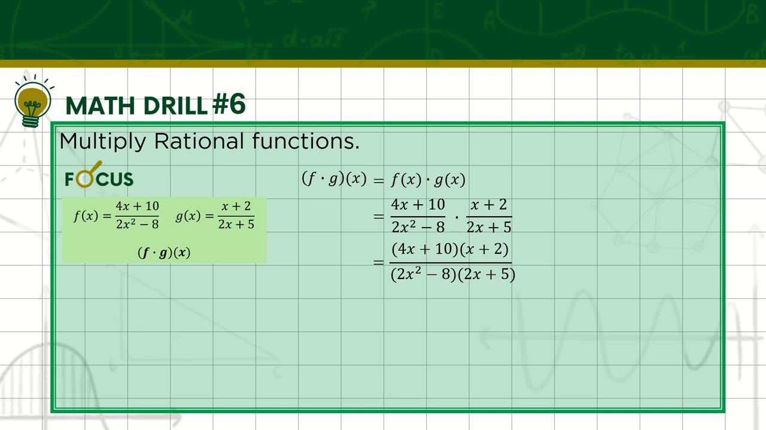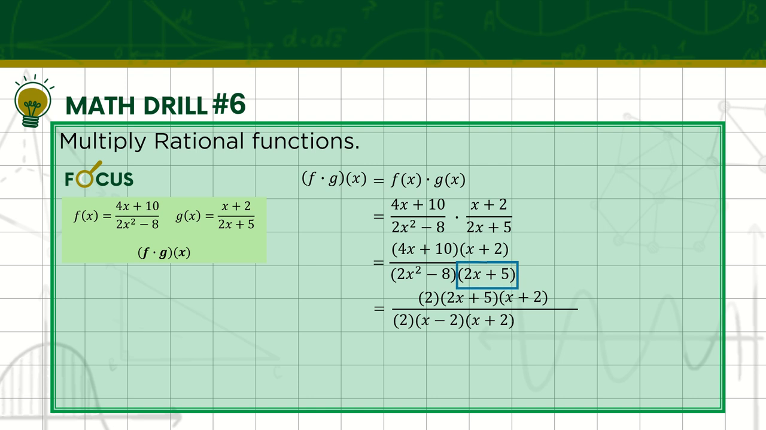After that, we need to factor out things that we can factor from both numerators and the denominators. So in here, we can factor out 4x + 10, which gives us 2(2x + 5). And for x + 2, since we cannot factor it out, we need to copy x + 2. For 2x² − 8, the factors will be 2(x − 2)(x + 2).